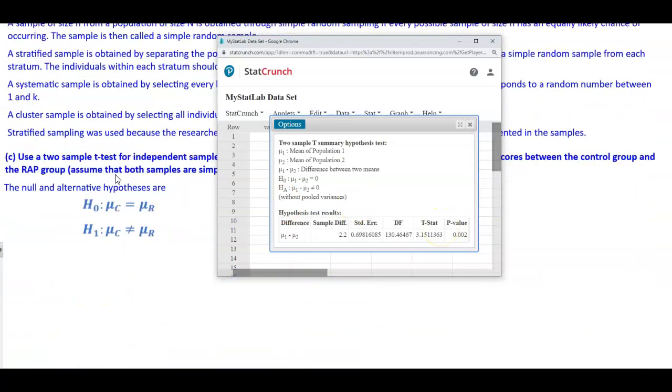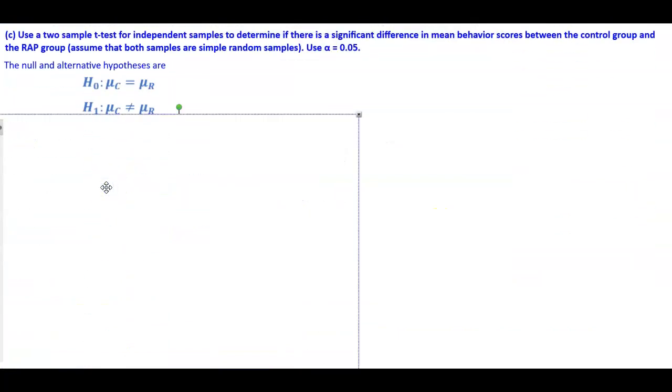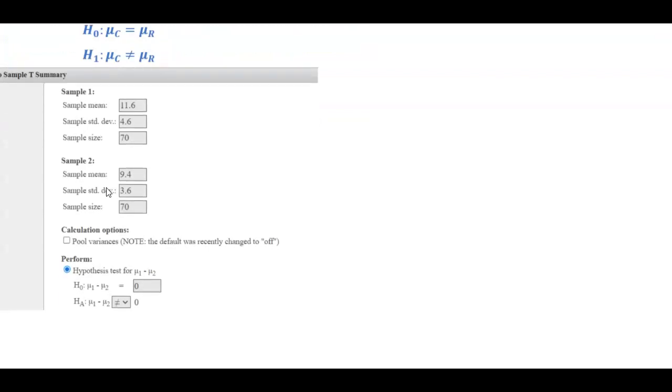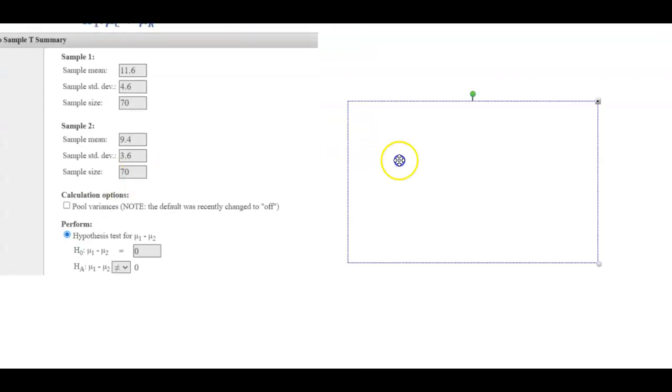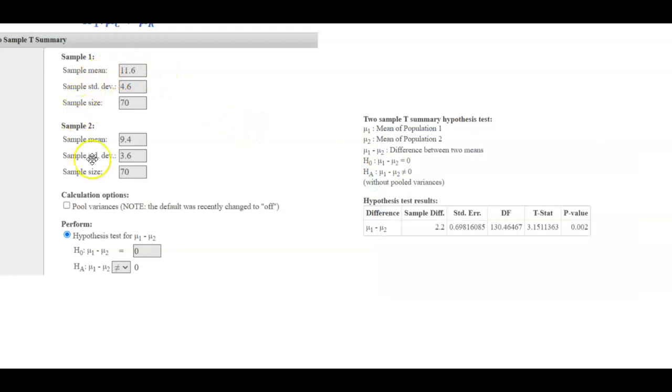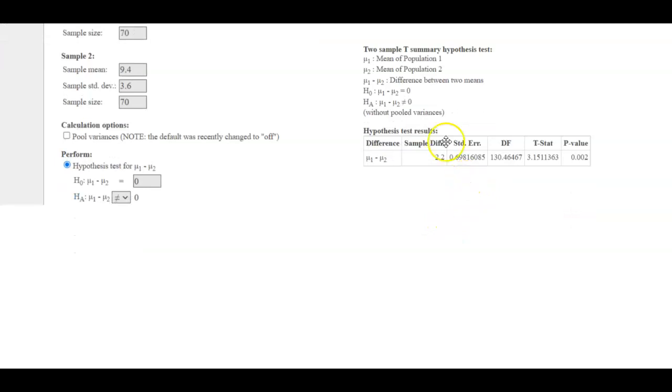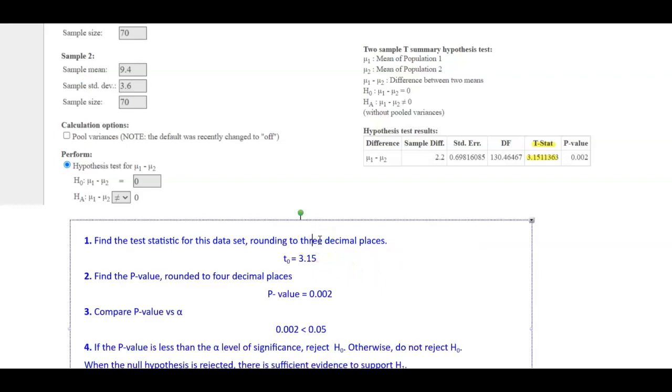So if we come down here, we're going to see this particular summary. So here is our information. This is how we put it in for the sample T summary, and here is our summary that we want to have. So we're going to take this information from the hypothesis test results. Now we want to find the test statistic for this data set and round it to 3 decimal places. So here is our test statistic, and we end up getting 3.15. So we round that to 2 decimal places. So I'm going to change that, put that down for 2 decimal places.